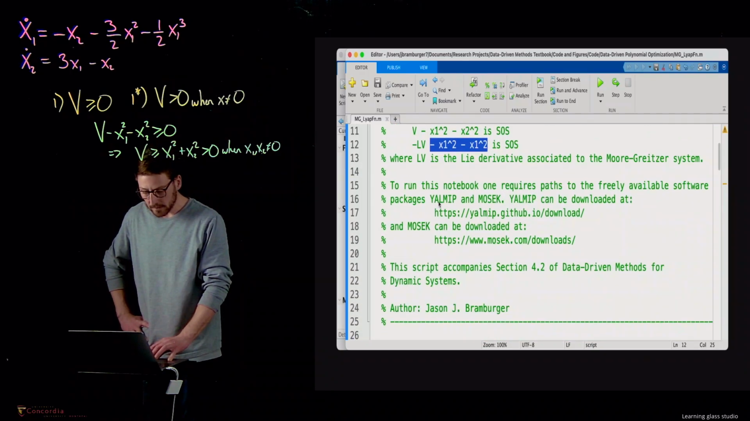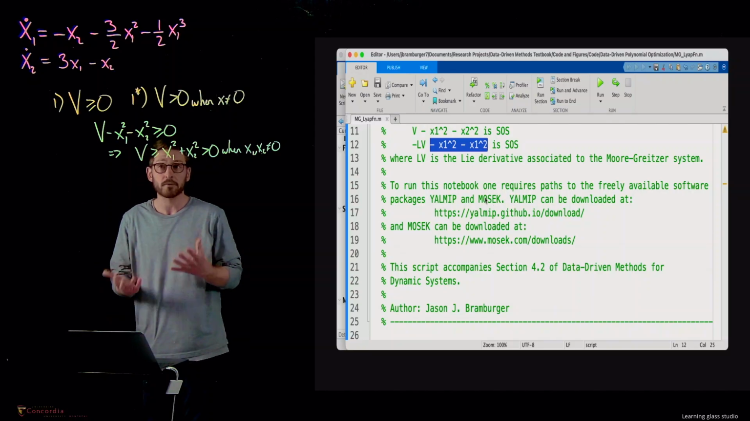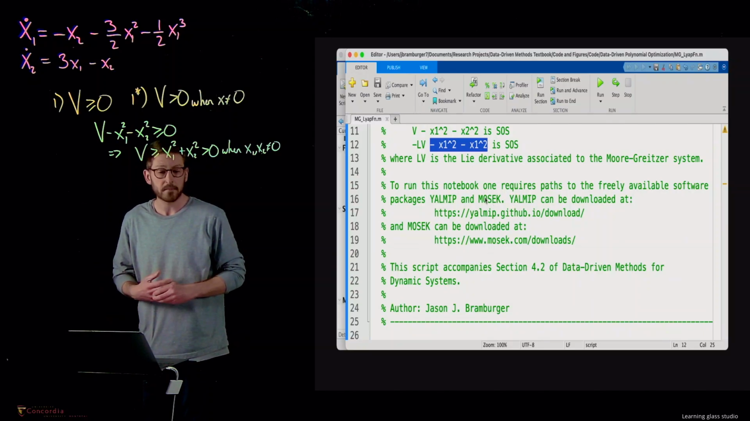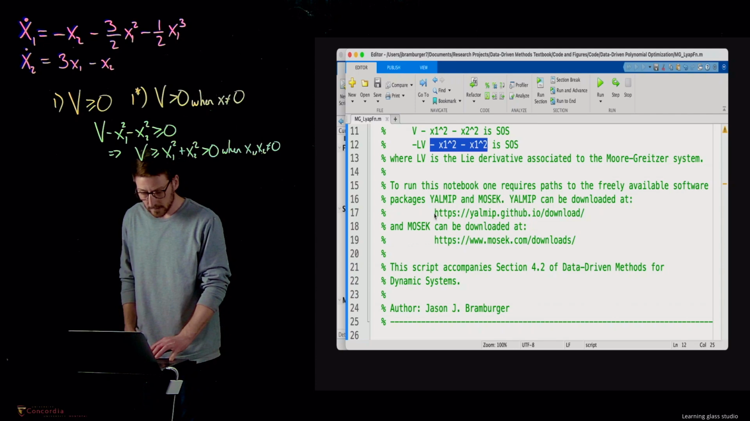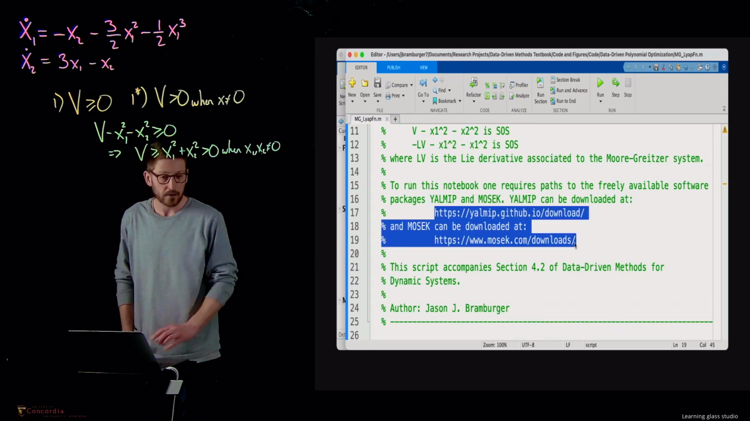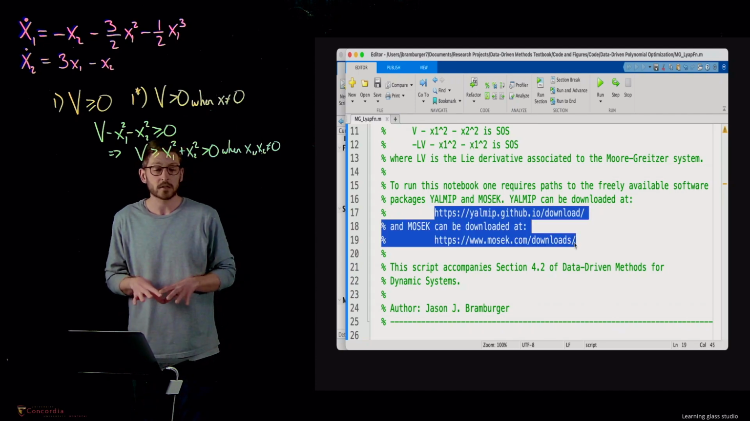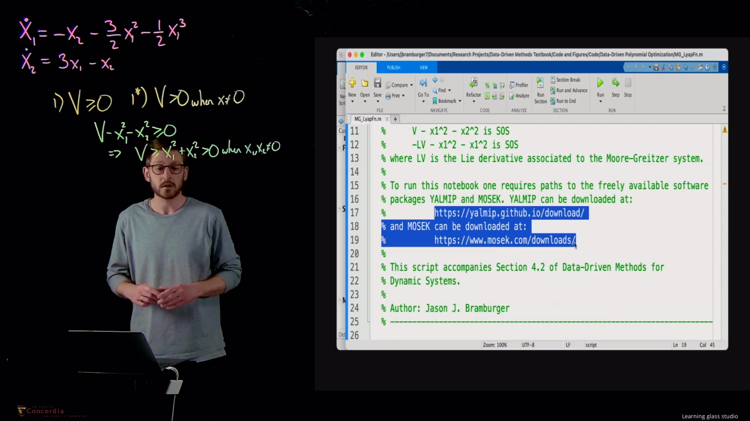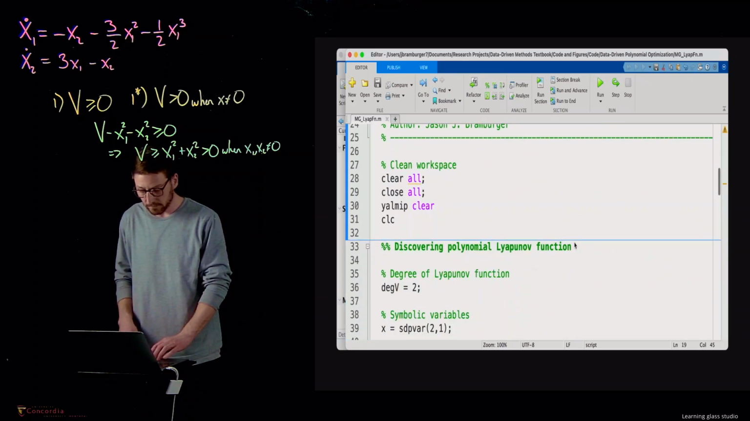Now, as I said, I'm going to use YALMIP and MOSEK. These are free downloads if you're an academic. They are very easy to get. I will put the download links in the description to this video, so you can run this on your own. I highly recommend having a little fun with this. And so let's take a look.